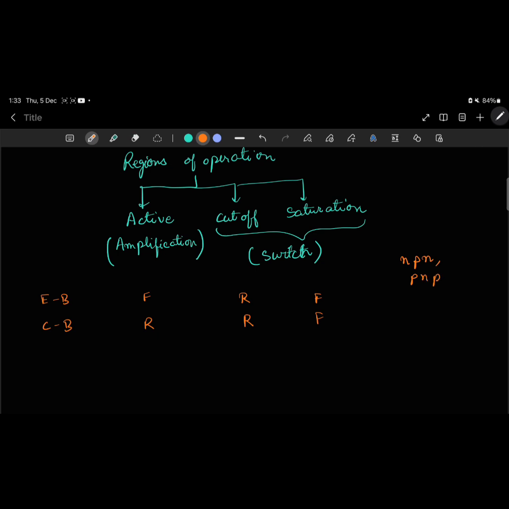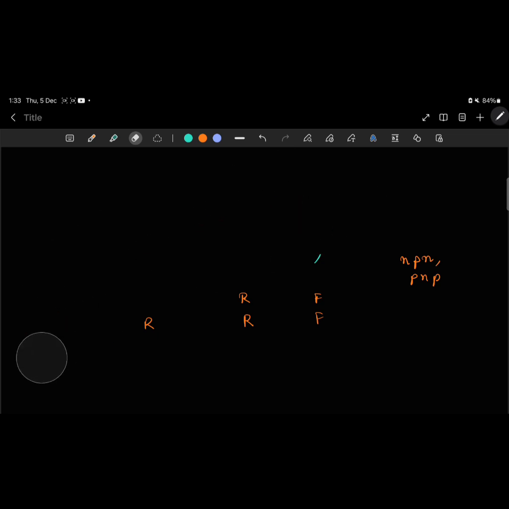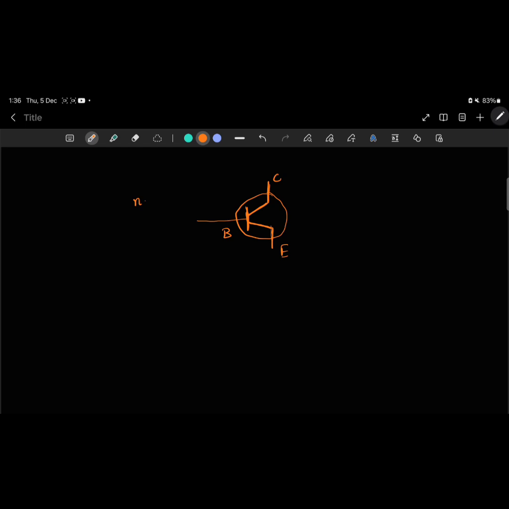Now let's move on to the symbols which can be used in making circuit diagrams of the transistors. So this is how the symbol of the transistor looks in a circuit. This is the base terminal, this is the collector terminal, and this is the emitter terminal. In the case of an NPN transistor, the direction of current is from the base terminal to the emitter terminal, which is shown using an arrow like this. Whereas in the case of the PNP, this direction is opposite, so a reverse arrow is used.